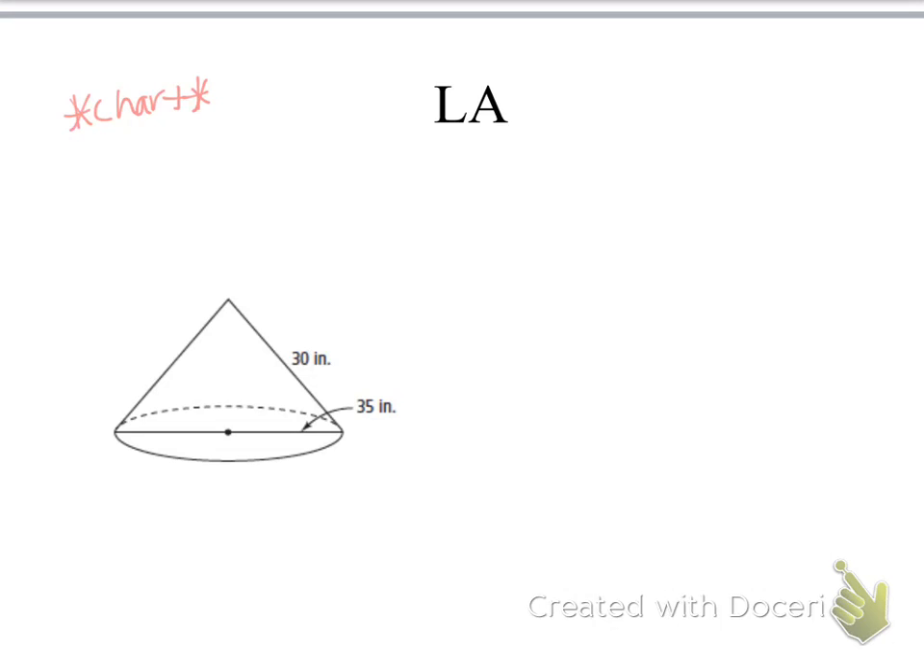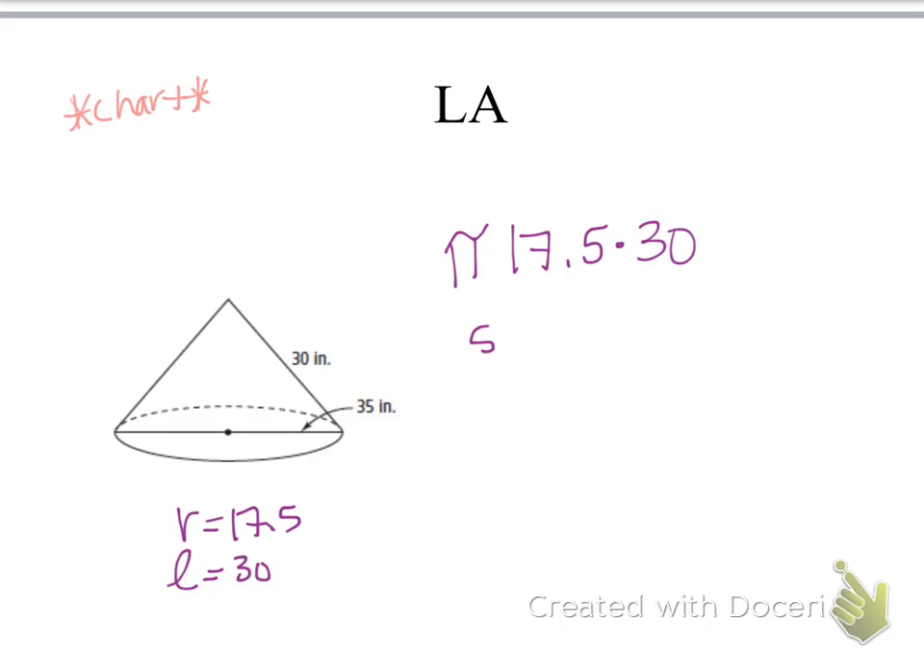Go to your chart. We're going to do our first one. First off, my radius, 35 divided by 2, is 17.5. My slant is 30. So it's pi times radius times slant. So I'm going to get 525 pi inches squared.